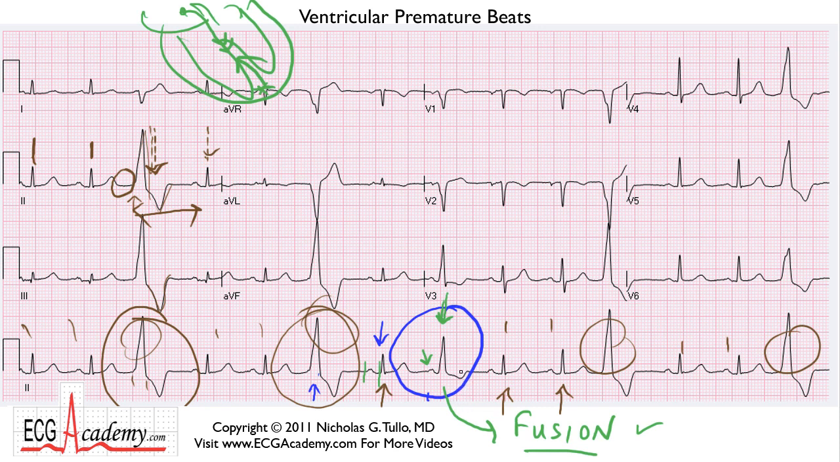That's a very good way to know that indeed you are dealing with premature beats: if you see fusion complexes, you know that these beats are coming from a different part of the conduction system.